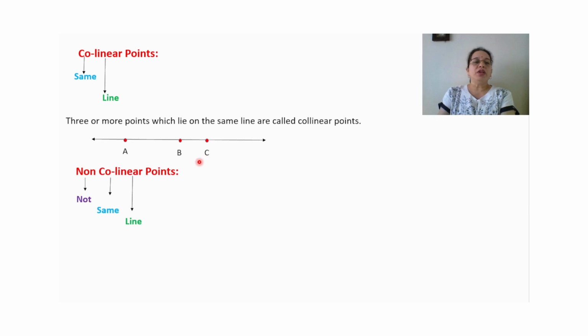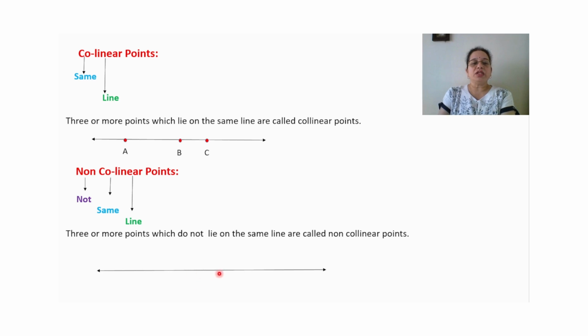Next is non-collinear points. Non means not. Again, we can define this definition. The points which do not lie on the same line are known as non-collinear points. Again, the important point here is 3 or more points. Or we can say the points which are not collinear are known as non-collinear points.